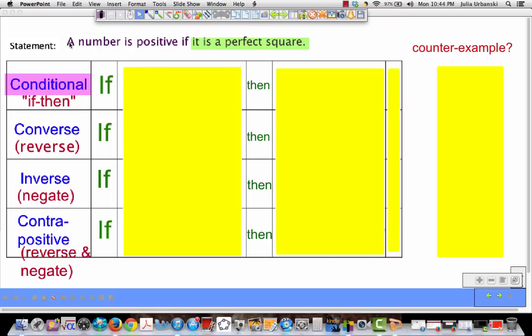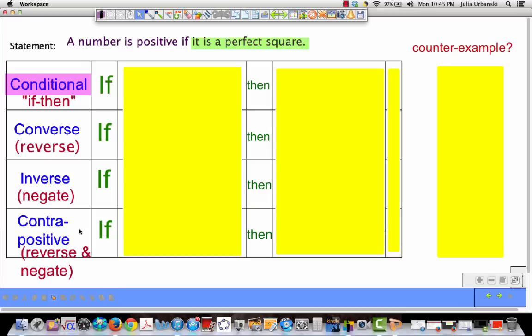For the top of your notes, there's a place for you to write this statement. Write this down. A number is positive if it is a perfect square. And please pause as you need to write things down. So we're going to be doing these 4 things. We're going to write it as a conditional, which is if, then. And the if and then never changes. What's going to change is the hypothesis and the conclusions.